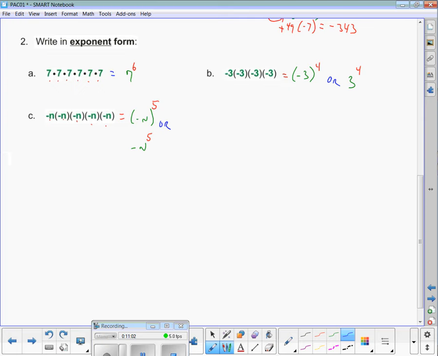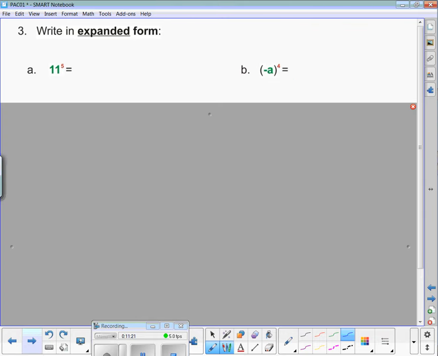A negative product. I know it's a little tricky, but after a while you'll catch on and it'll seem pretty normal. The basic idea is, look, simply this: to write in exponent form, write the base, and however many times it's multiplied times itself, that's the exponent. All right, let's go to number 3. Write in expanded form. Now we're going back the other way. You have the problem in exponent form. We want to write it in expanded form.